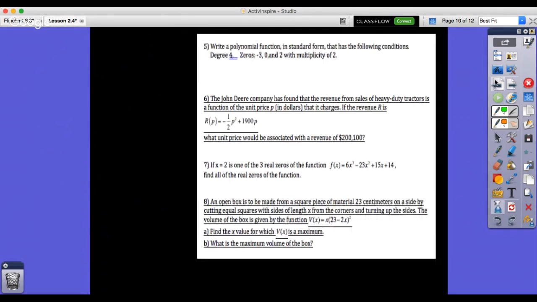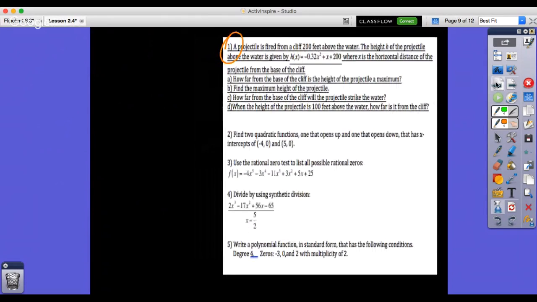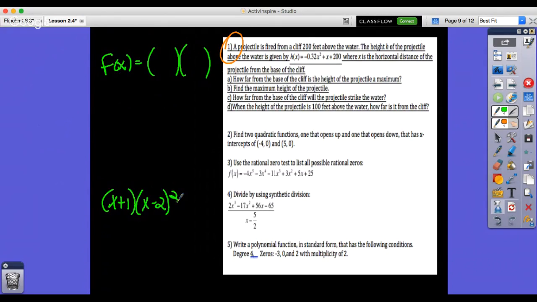Let's do number 2. Find 2 quadratic functions, one that opens up and one that opens down. You'll like this one, because this one's not too bad. Remember if I said f of x is equal to x plus 1 times x minus 2 squared, and I asked what the zeros are, you would tell me negative 1 and 2, with a multiplicity of 2 for the 2 and 1 for negative 1. Good. With this one, it's just backwards: here are the x-intercepts, put it in quadratic form.